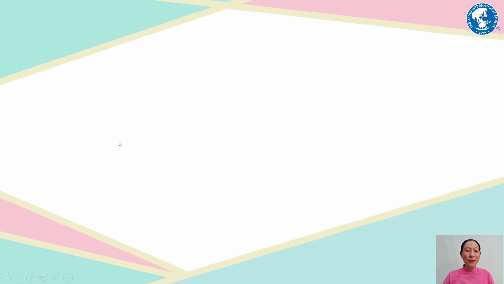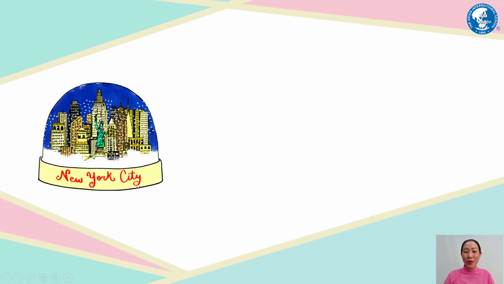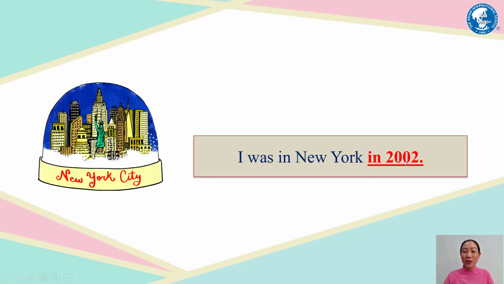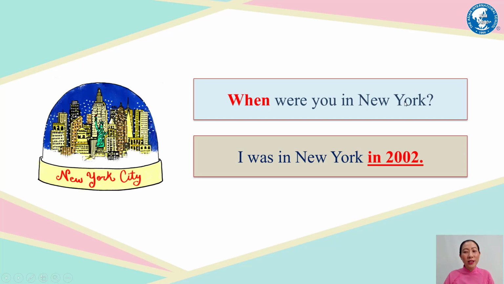Yay! Look at the next picture. New York City. Have you ever been to New York City? Yes? New York City, the Big Apple. I was in New York in 2002. So how can you make a question? Do you use when or how long? In 2002. Is this a point of time? And tell me your question. When were you in New York? In 2002 is a point of time, so we use when to make a question. Look at the answer. Do you see to be was? Remember, we use were for the subject you. So we have a question: when were you in New York?